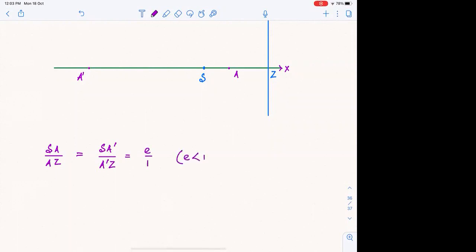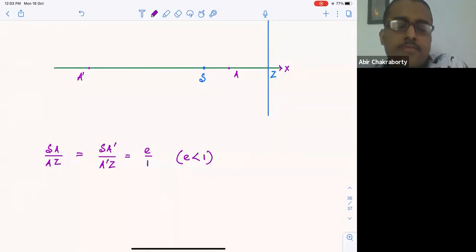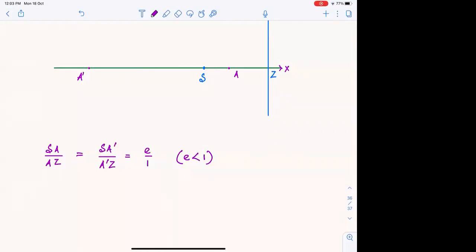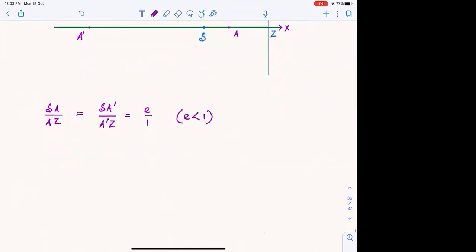We know that e is supposed to be less than 1 for an ellipse. That is why the internal section point as well as the external section point will be respectively closer to S and on the ZS extension. The internal section point will be closer to S, as I have drawn. And the external section point will be on the ZS extension, so that it is also closer to S.